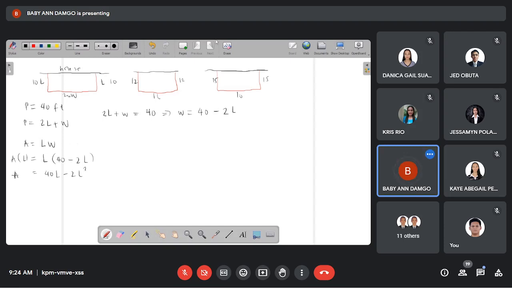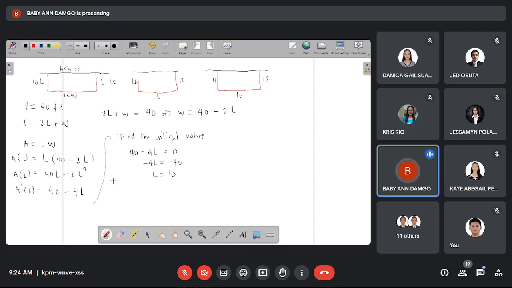Okay? So first, we need to find the derivative. A prime of L is 40 minus 4L. Next, we need to find the critical value. So we equate it to 0. So 40 minus 4L is equal to 0. So this is negative 4L equals negative 40. So L is 10.